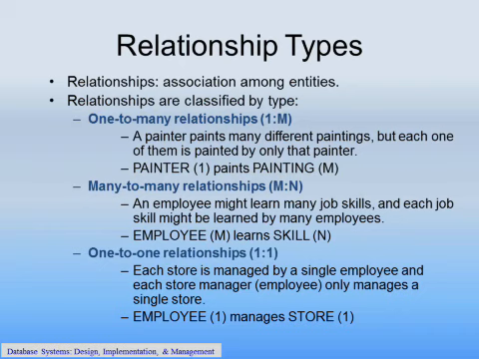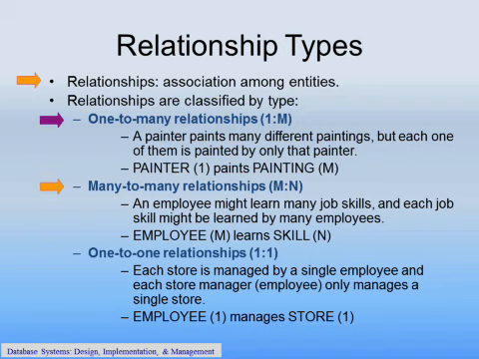Another important data model building block is the relationship, which is an association among entities. Relationships are classified by type: one-to-many, many-to-many, and one-to-one. For example, note the one-to-many relationship between painter and paintings, in which a painter paints many paintings, but each painting is painted by only one painter. Incidentally, the one-to-many relationship is the most common and most ideal of the relationship types.